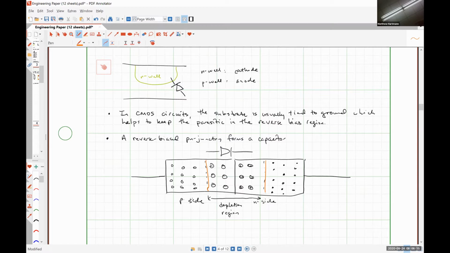When we bias it more negatively, the plates get farther apart, and as hopefully you all remember from your basic E&M classes, the capacitance of a parallel plate capacitor is epsilon A, which is the cross-sectional area of the plate, divided by D. So as D gets larger, D is the spacing between the plates, we see that the capacitance goes down.